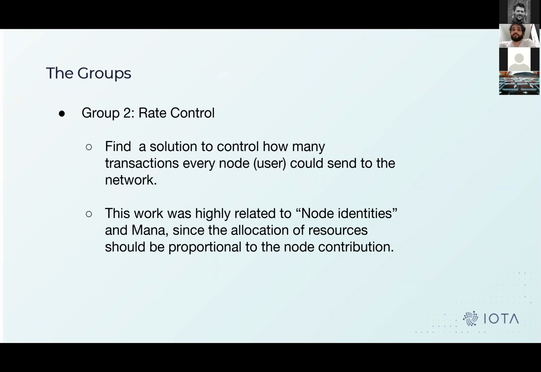The work is heavily related to node identities and mana, since bandwidth is a limited resource. Limited resources should also be split according to how good the node is for the network, and that is exactly what mana measures: how a node is contributing. At the same time, it is always clear that we don't want someone with a low quantity of mana to be unable to use the network. Everyone will be able to use the network. We just have some different adjustments that happen in some special cases, especially on congestion.